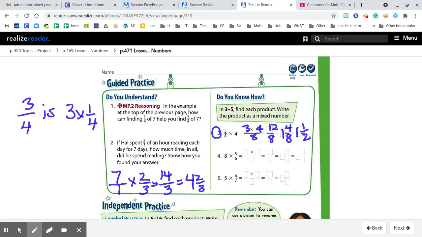8 times 5 sixths. We have 8 times 5 over 6. 8 times 5 is 40 over 6. Just bring that little guy over. 6 goes into 40 6 times. 4 little guys left over. That reduces to 6 2/3. And we say 5 times 4 over 7. 20 over 7 equals 2 6/7. There you go. 8-3.